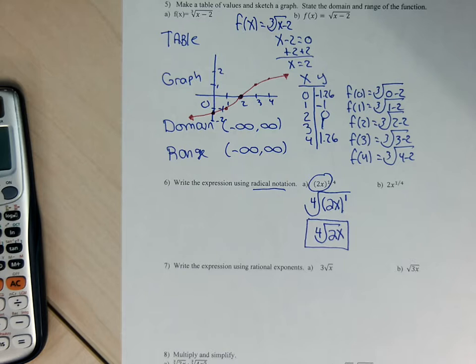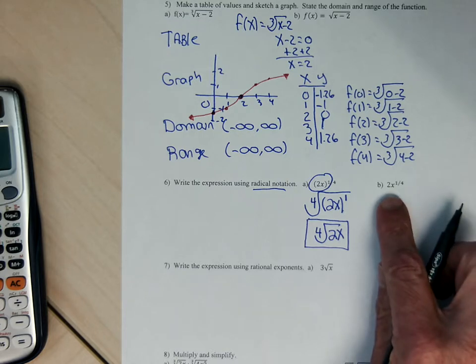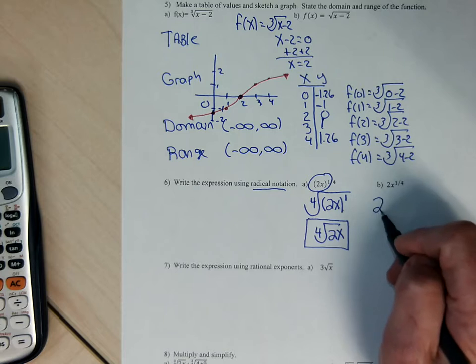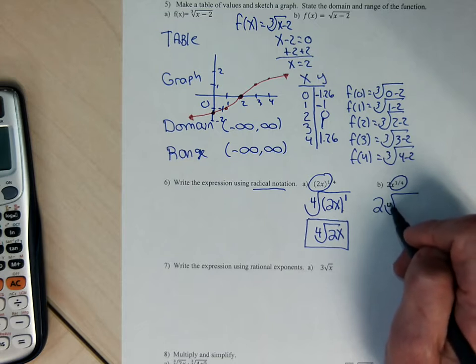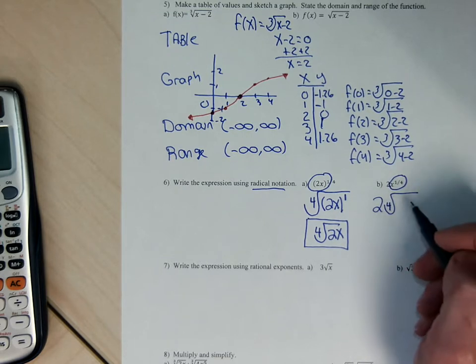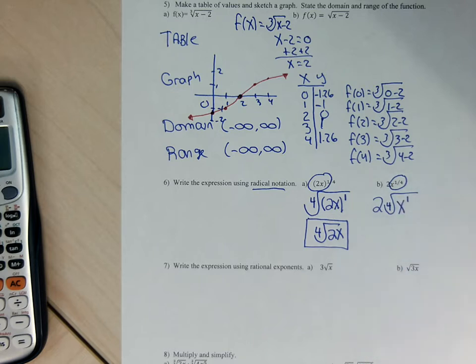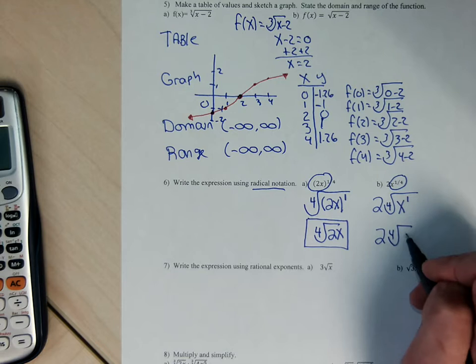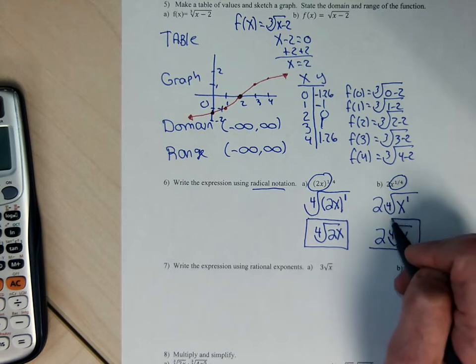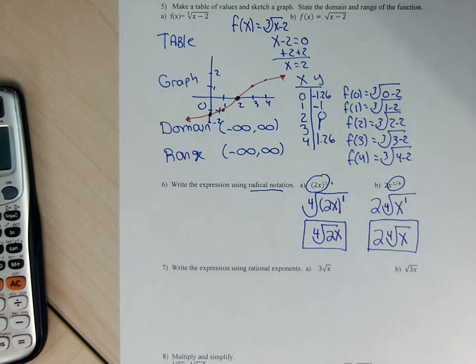For 6b, the 2 is not in a parentheses. It doesn't go under the radical. It becomes a coefficient. The radical only applies to the x to the 1/4. The denominator of the fraction exponent becomes the index, and under the radical becomes the base and the exponent without the denominator. So because the 2 wasn't in a parentheses, it doesn't go under the radical. So the big difference between A and B is where that 2 is. In A, it's inside a parentheses, so the 2 belongs under the radical. In B, the 2 is not in a parentheses, so it goes in front of the radical.